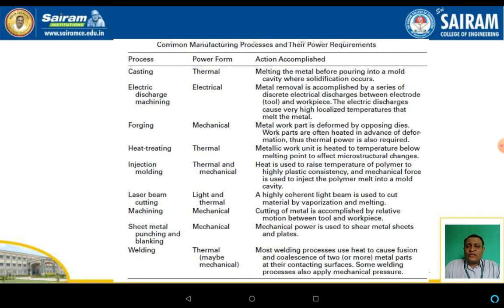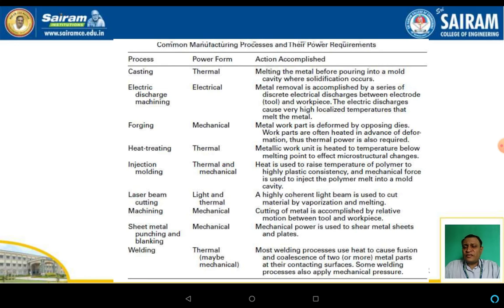Now, as we discussed in the previous case, the power is a basic element in the basic principles of the automated system. If you take an example of a process, the casting power form is nothing but the thermal form, and what it accomplishes is nothing but melting the metal. If you take an example of the process of EDM, electrical energy is required. That's also a power form where the metal removal is accomplished.